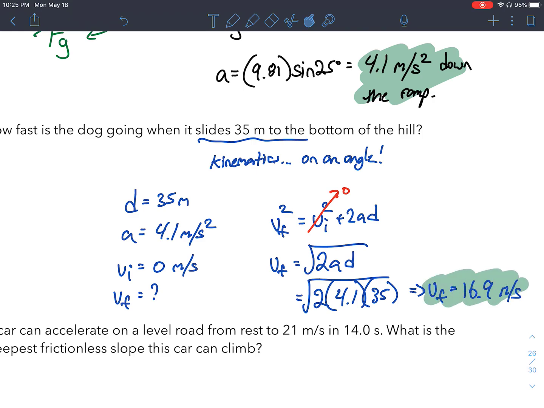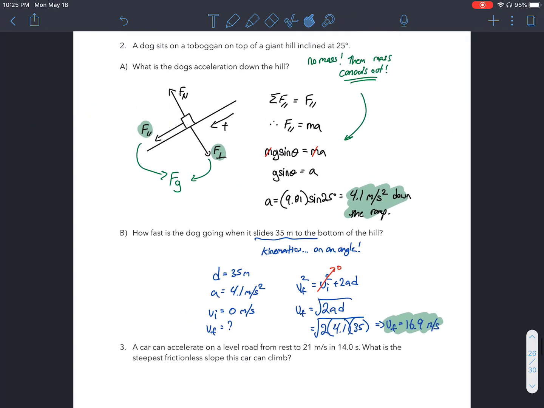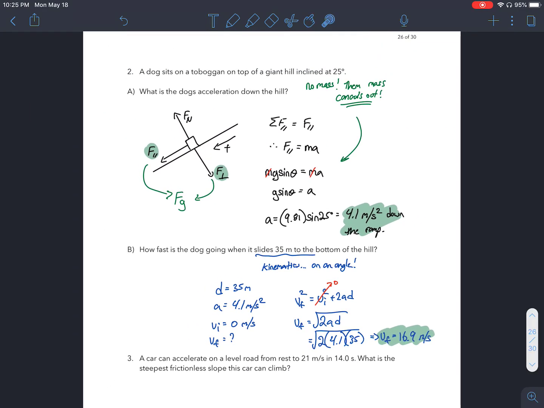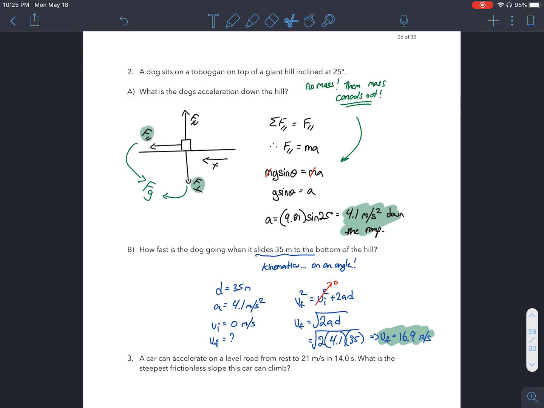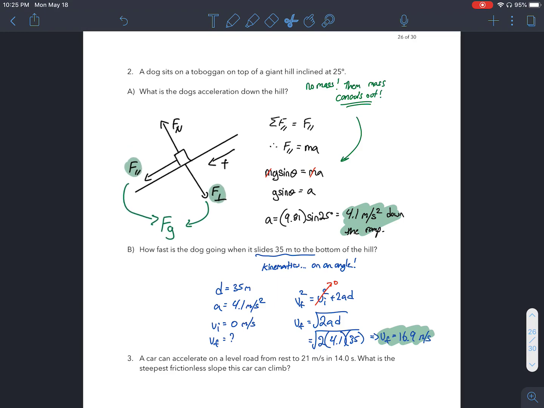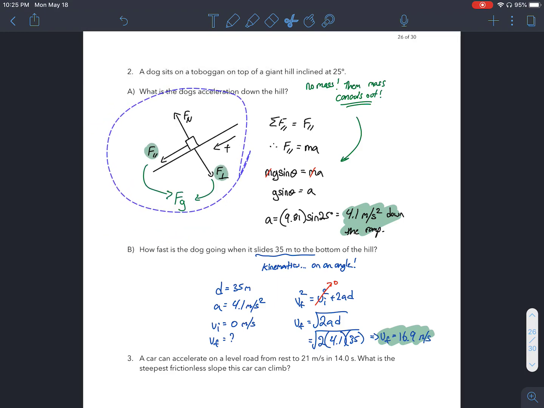Just regular kinematics. See, I told you you knew how to do this stuff already, because all we're doing is taking a regular flat question and adding an angle. Now we don't need an applied force to create motion. All we need is an angle. We get F parallel, and this thing starts sliding down the ramp.